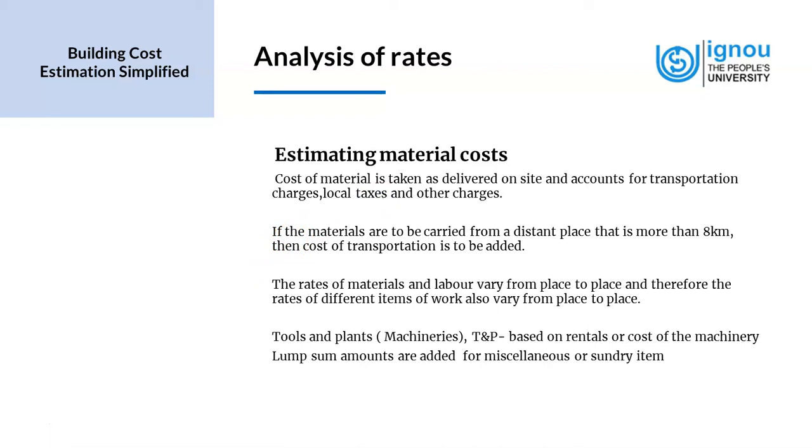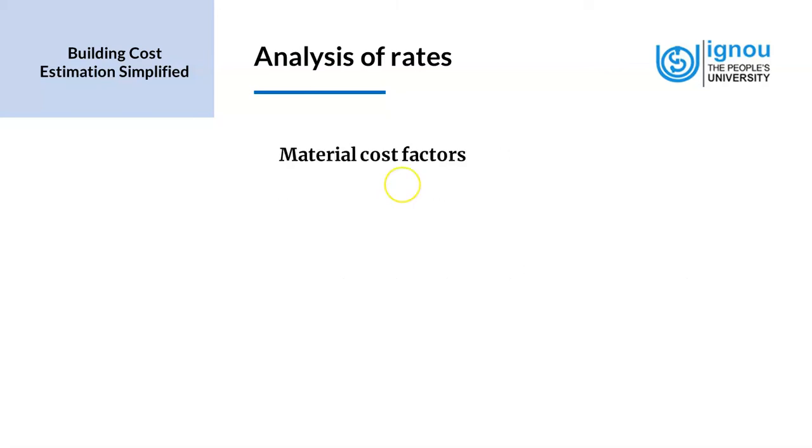So when we are accounting for the tools and plants, the machineries, this will be different from the material cost. We will be charging on the basis of rentals or the cost of the machinery if it is owned by us. And the lump sum amounts are added for miscellaneous or sundry items. Now the material cost factors. First of all, material availability.